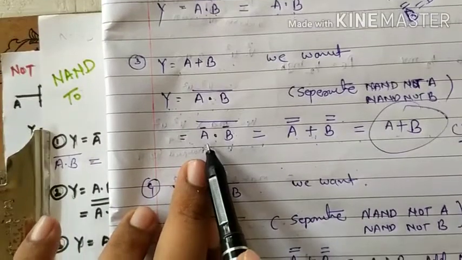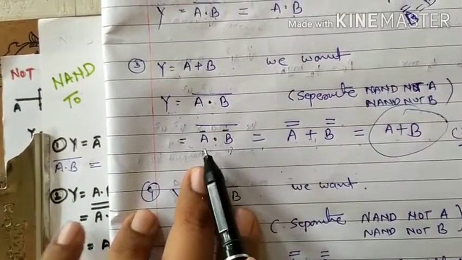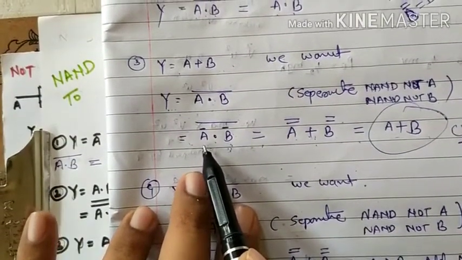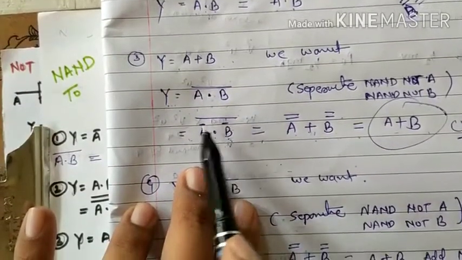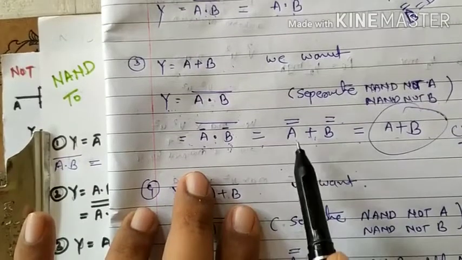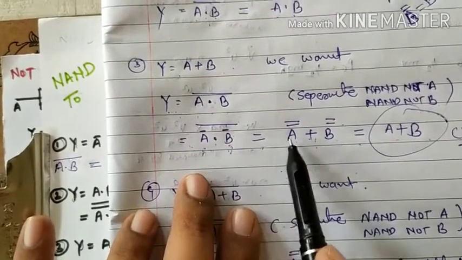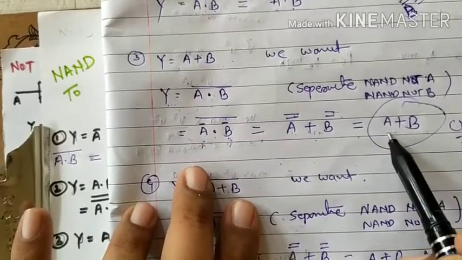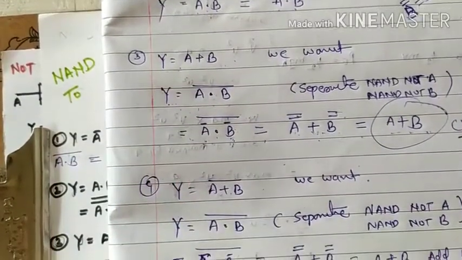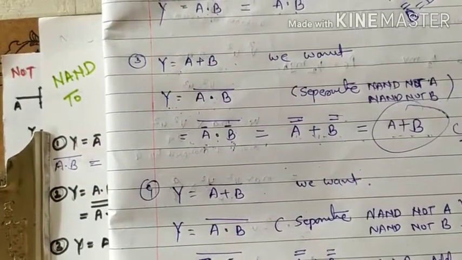There is one A bar separate, one B bar separate. It is the NOT gate. NOT gate A, NOT gate B, and then putting one more NAND gate. So we cut this bar, and it will be A double bar plus B double bar, so we write it as A plus B. In this way you have to convert your NAND gate into OR gate.